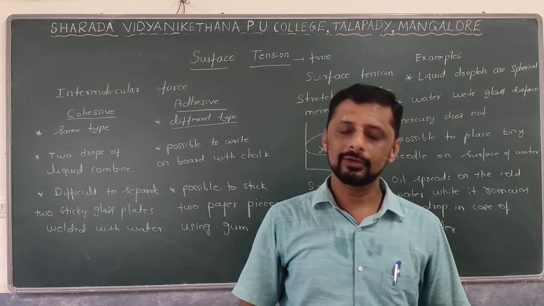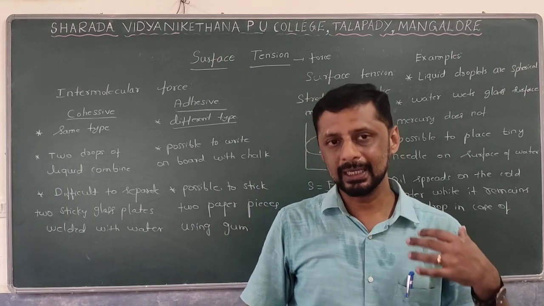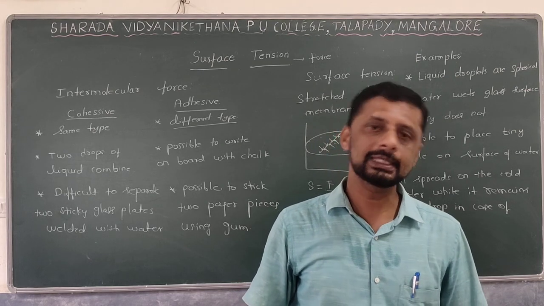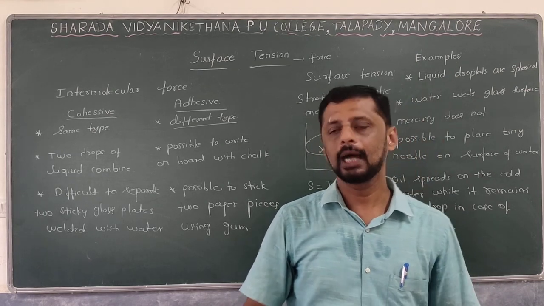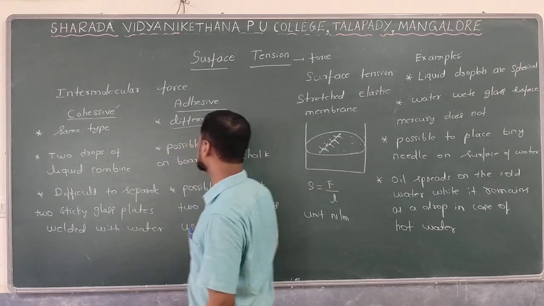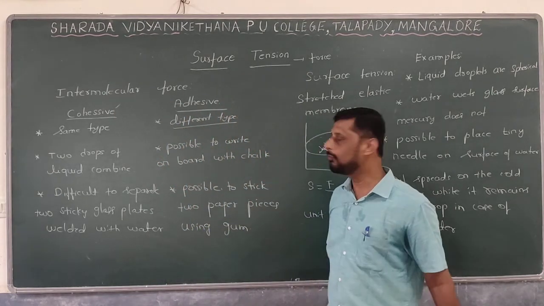So the intermolecular force of attraction or repulsion can be further categorized into two types. One is cohesive force and the other one is adhesive force. So molecules of the same type means cohesive force. Molecules of different types means adhesive force.